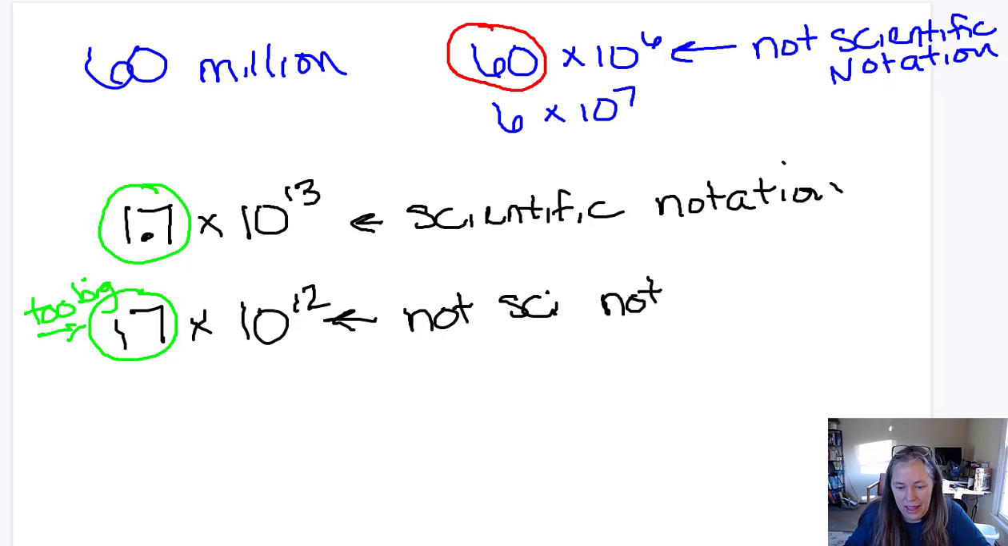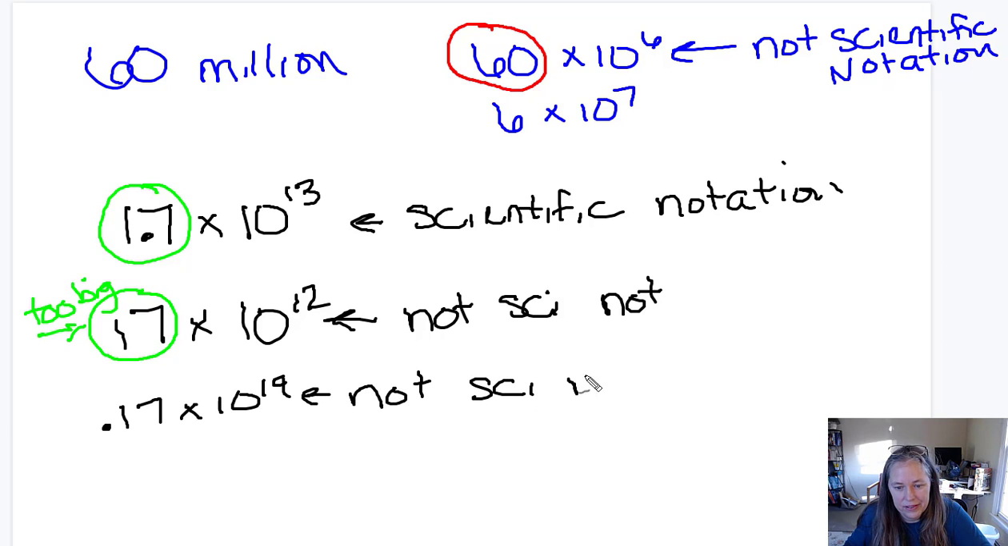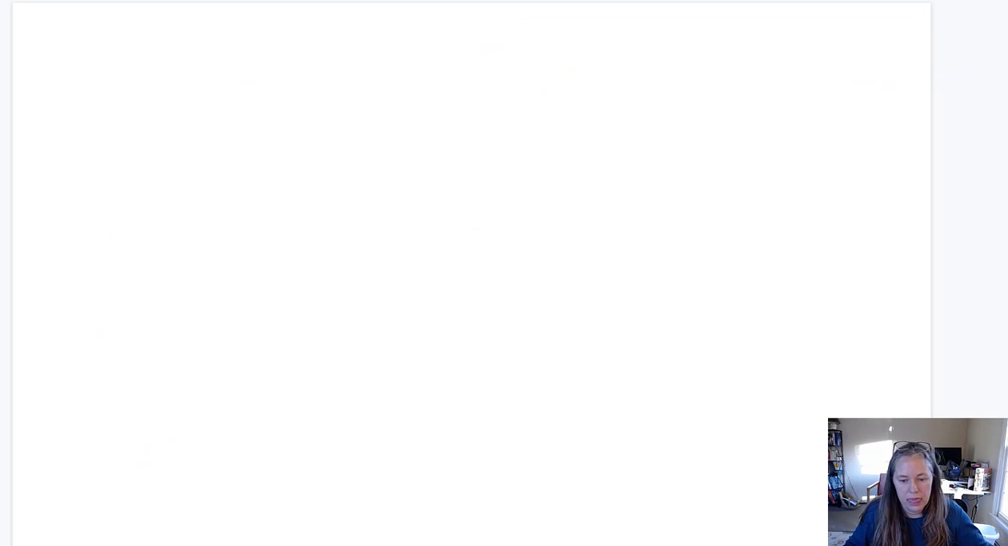All right, and 0.17 times 10 to the 14, or 19, is also not scientific notation because the 0.17 is too small. 17 is bigger than 10, 0.17 is smaller than 1. This porridge is too cold. Okay, so, oops, I forgot to tell you that I was erasing. Sorry.